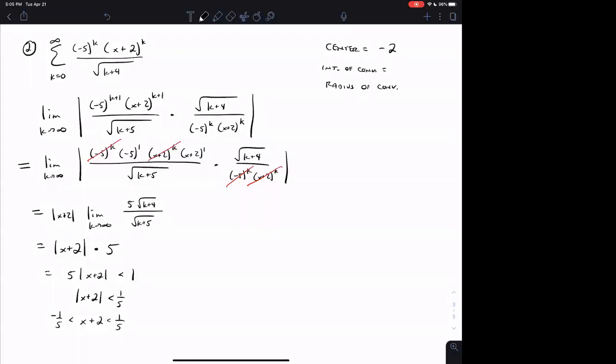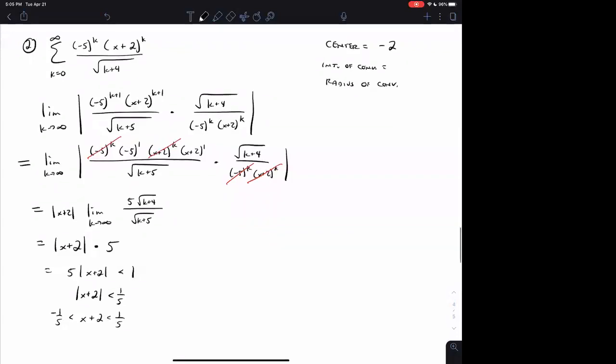Okay, now we're going to subtract 2, but I think of 2 as 10/5. So we get negative 11/5 is less than x is less than negative 9/5. We're subtracting 2 from all 3 parts of that inequality.